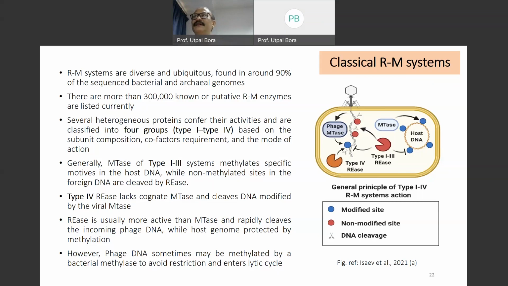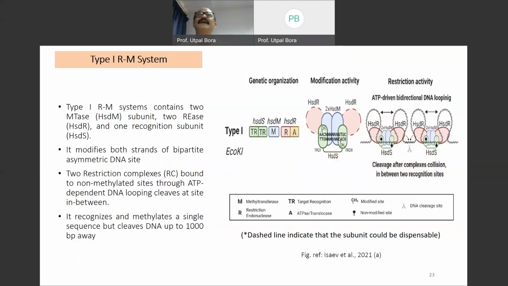Okay. Anyway, now here you can see how this methylation is being adapted to avoid restriction of the phage DNA also, and pass it to the lytic cycle. Now, this type 1 RM system contains 2 MTase subunits, 2 restriction endonucleases, and 1 recognition subunit. You can see in this figure the 2 HsdR and the 2 MTases over here. So this modifies both strands of a bipartite asymmetric DNA site.